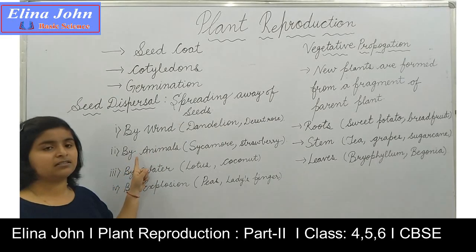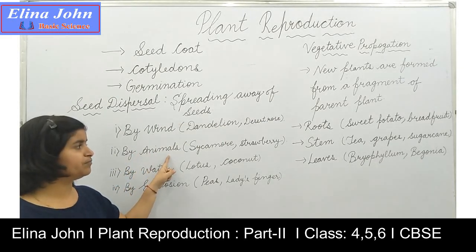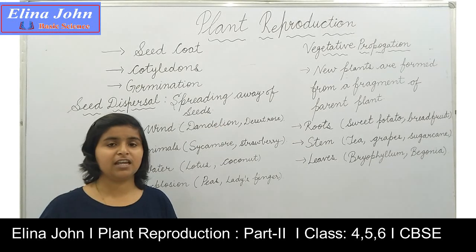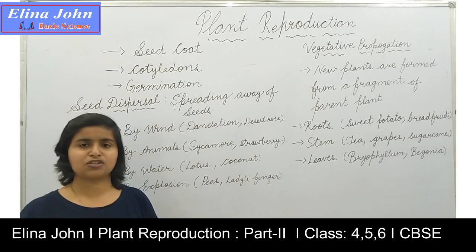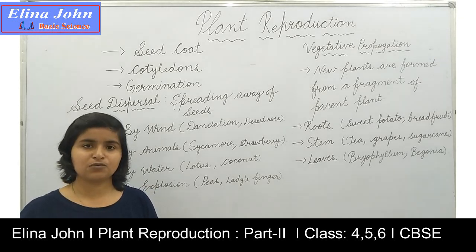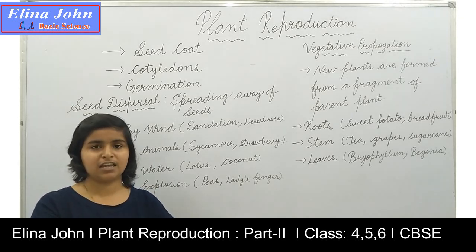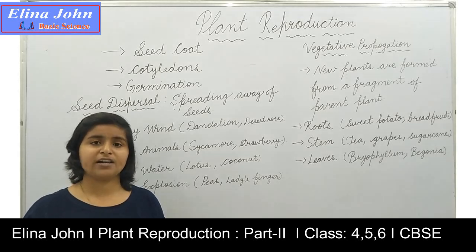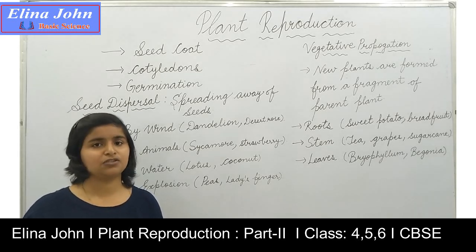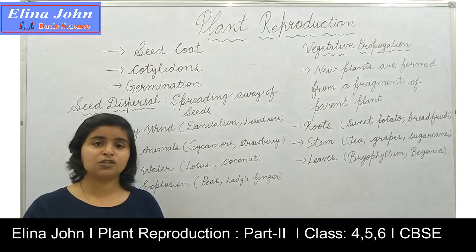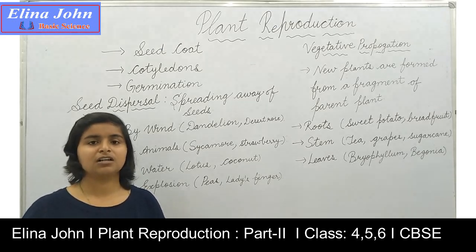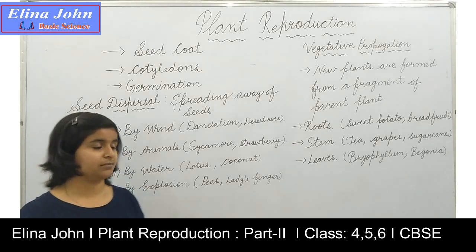Next is dispersal by animals. Usually animals eat attractive fruits like strawberries, guavas and sycamore. So the seeds of these fruits get stuck to their skin or to their fur, or even come out through their droppings. And when they get a proper amount of sunlight, air and water, they start germinating.